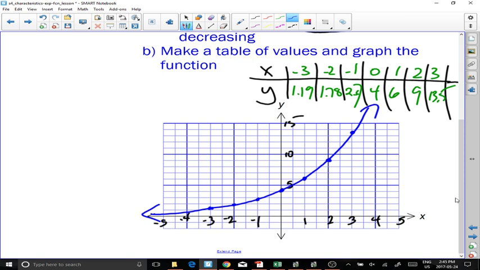So the properties of an exponential function are pretty straightforward. Keep those in mind because they are important to know.